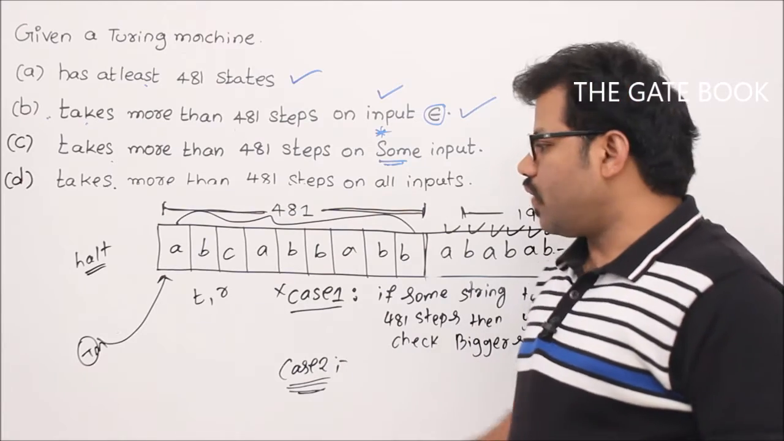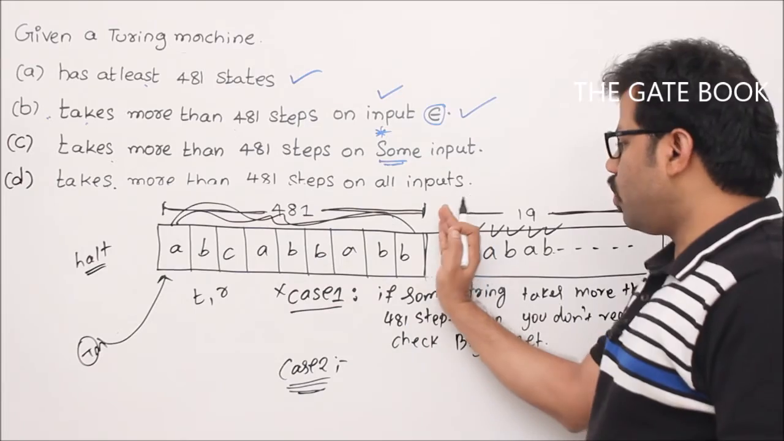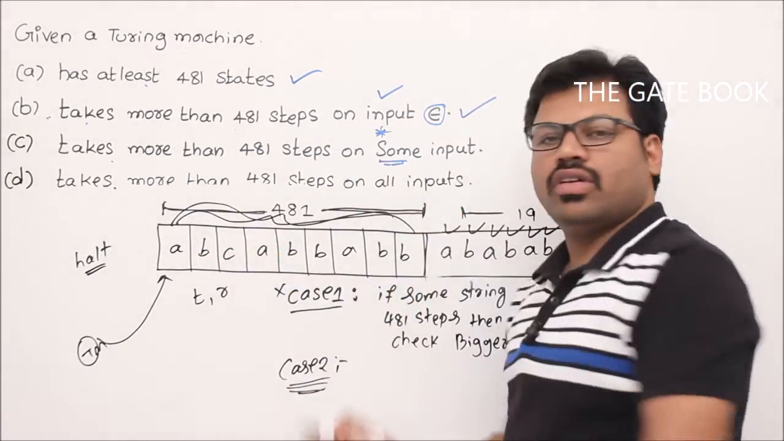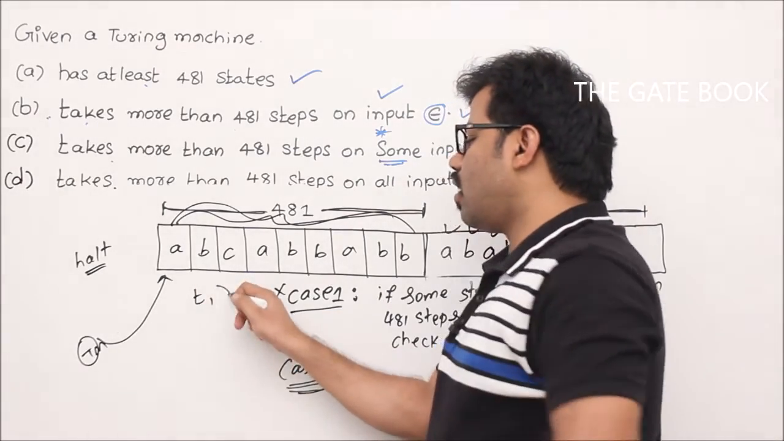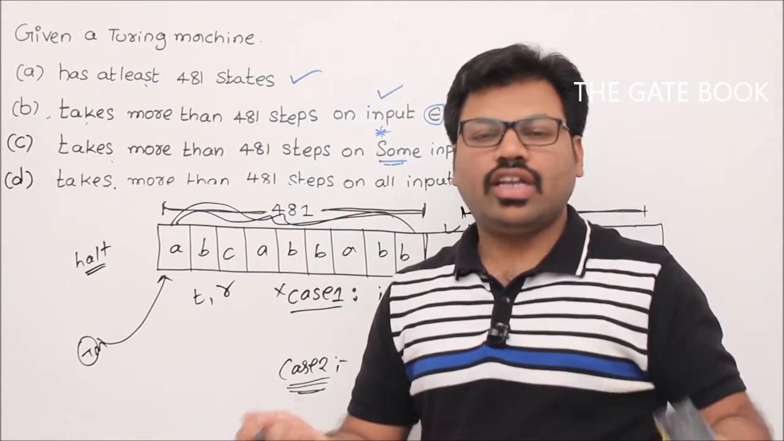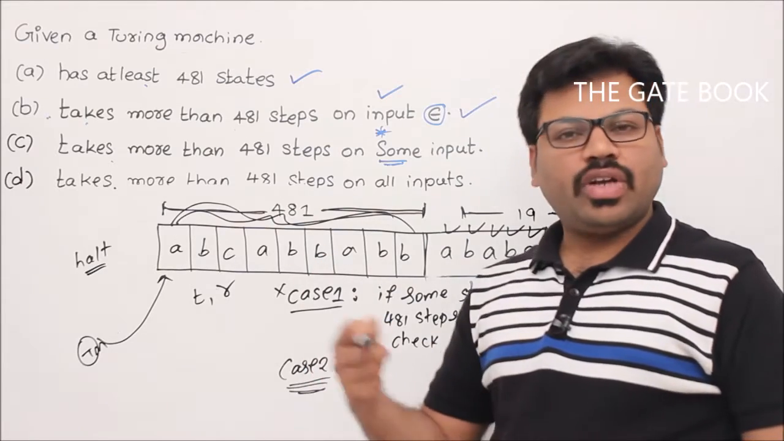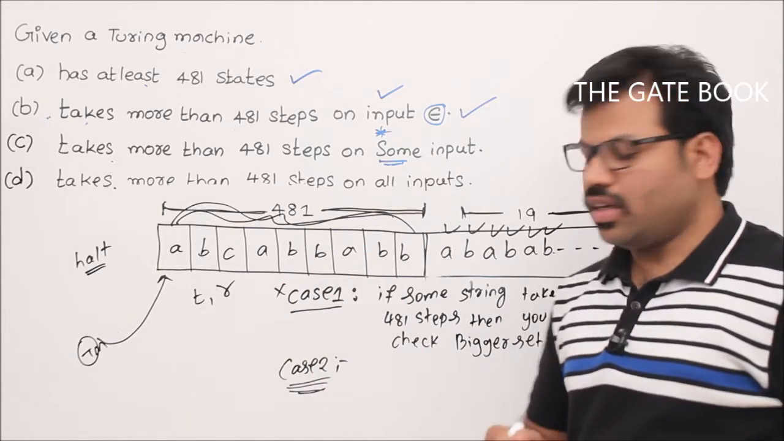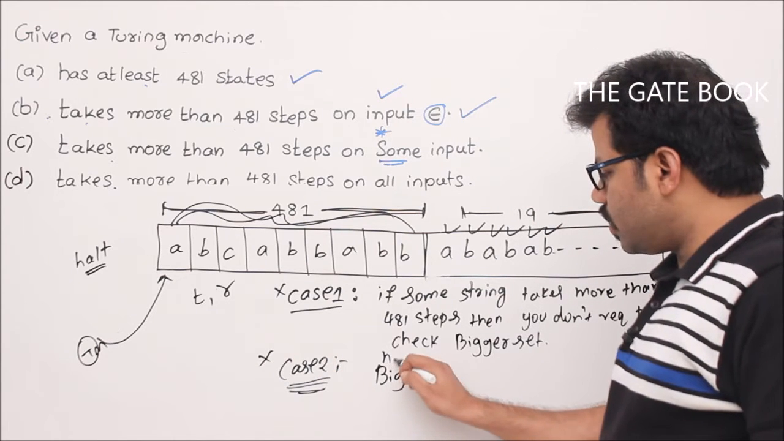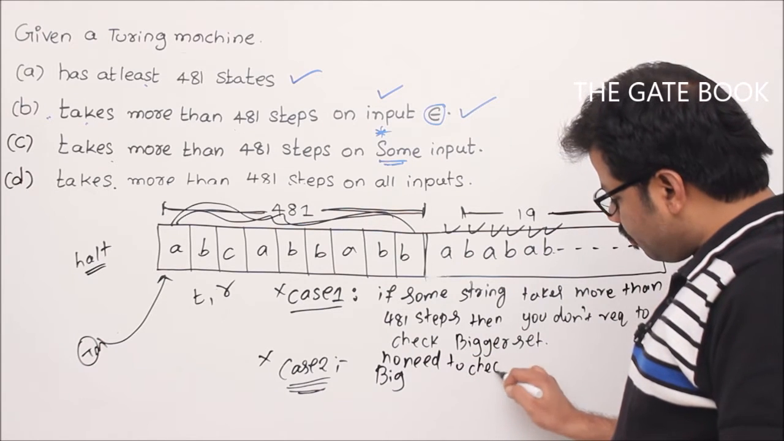Correct. So that's why I can say that in case number 2, by observing this input, though it has a very big length, by seeing this partial input itself, your Turing machine is going to T or R. Then you don't really require to see the rest of the input. So finally you are getting the result. That means you are understanding that this Turing machine is going to halt before 481 steps, correct? So that's why in case number 2 also you don't require to check. No need of checking the bigger set. Don't worry, I will summarize it. No need to check the bigger set.